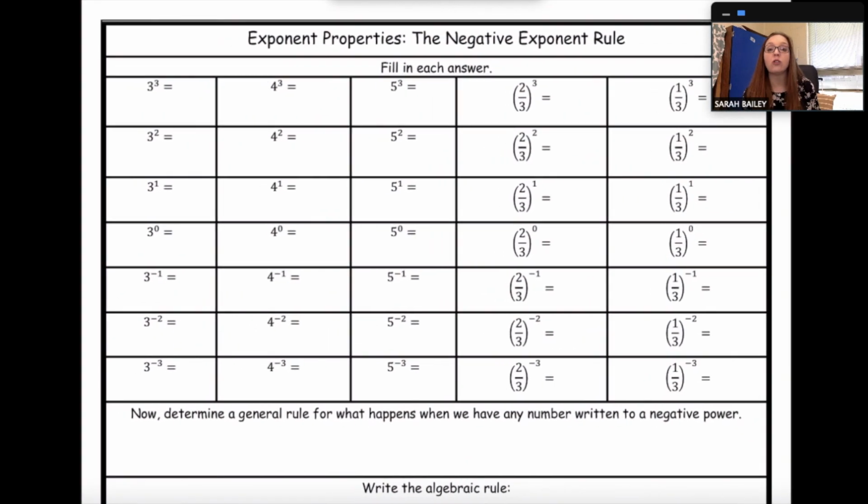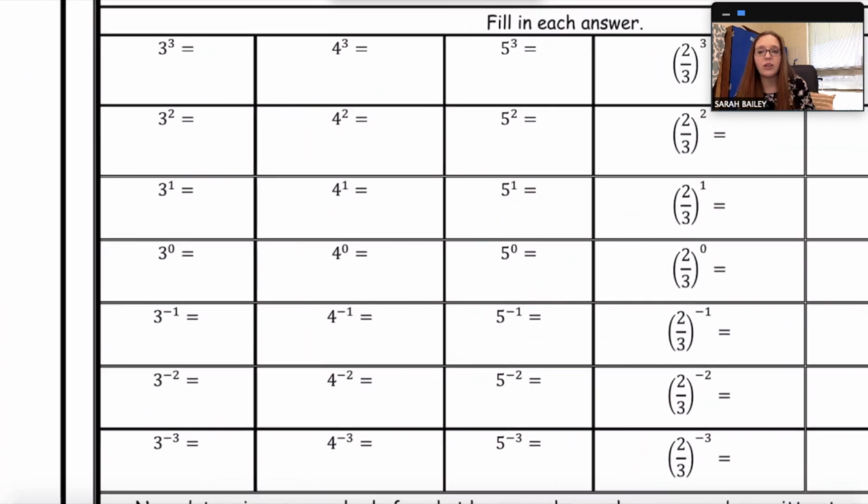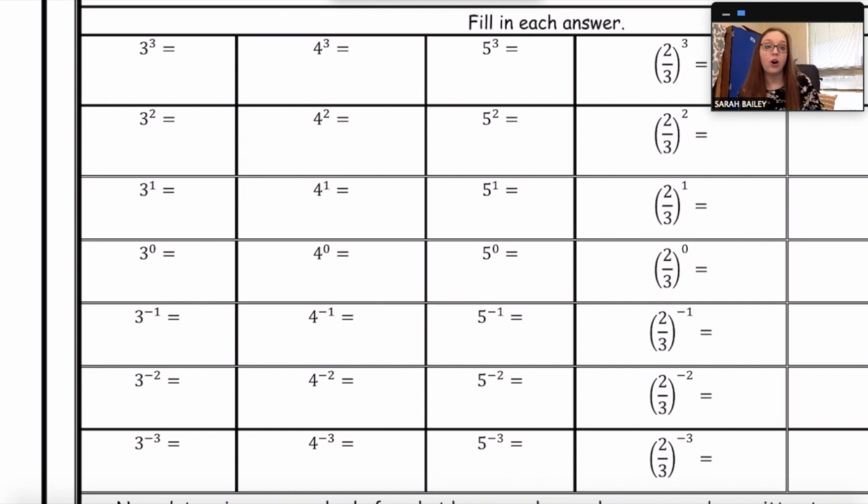So the next page talks about the negative exponent rule. Now we know that any number to the 0 power is equal to 1. So now we're going to find out what it means when you have a negative exponent. Let's come over here on the side with the 3s. Let me zoom out just like that. And we're going to start off just like we did before. So we know that 3 cubed is 27. We did this just a little bit ago.